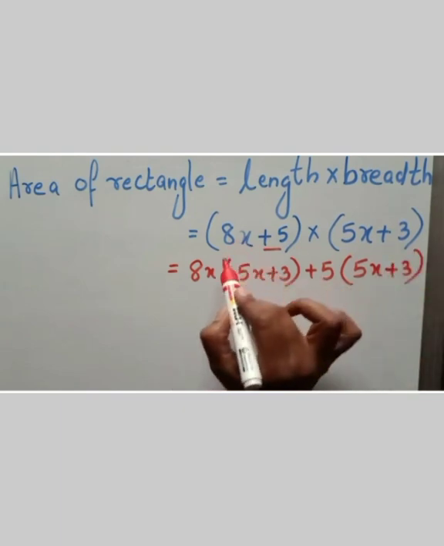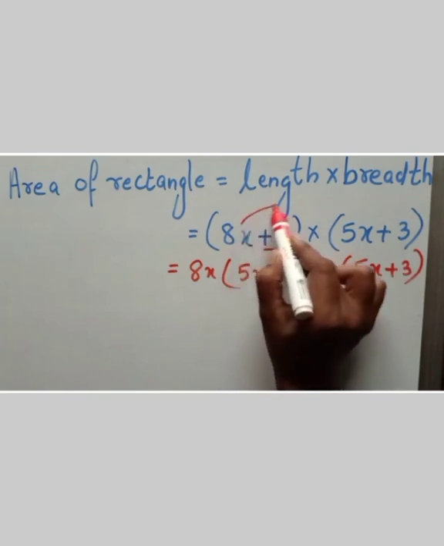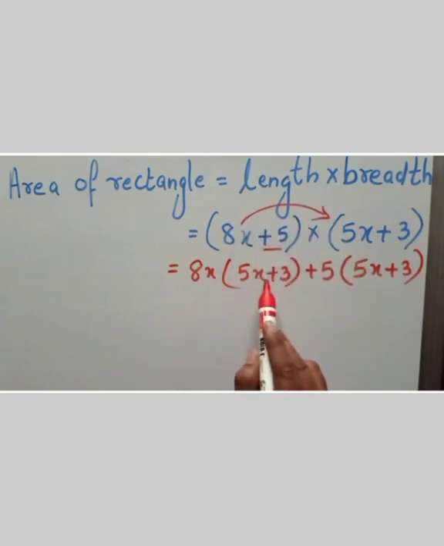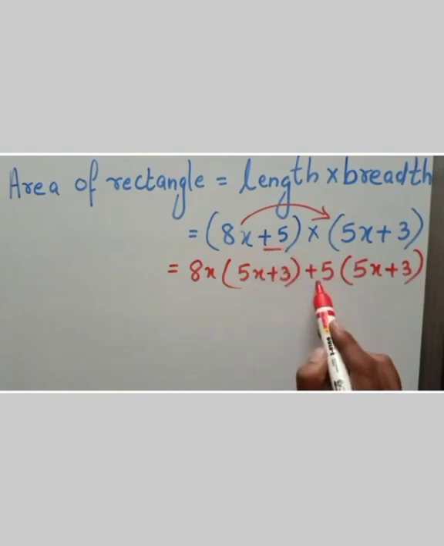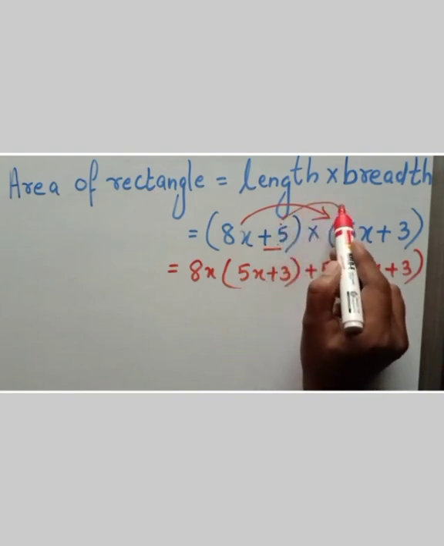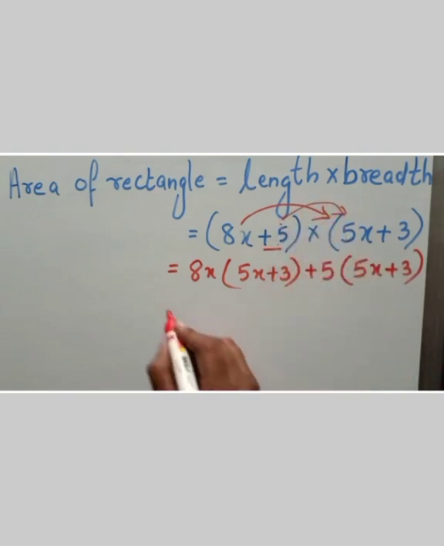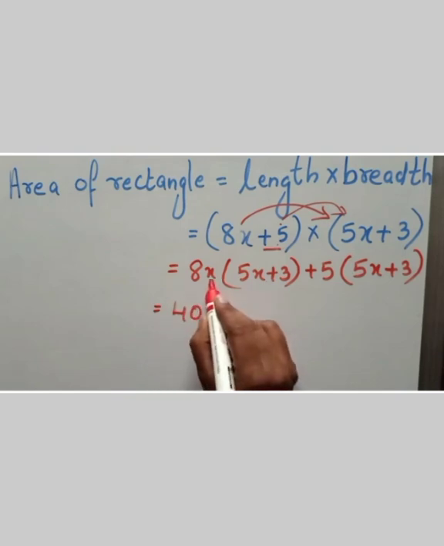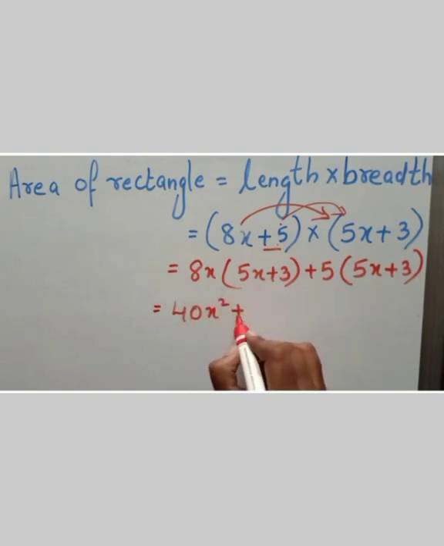Now open the bracket. How we did, once again, you see: 8x into this full bracket, then the next term we wrote here, then this full second term into this full bracket. Is this clear to you? Now open the bracket. 8 5s are 40, 8x into 5x is 40, and x into x is x square. Now plus, 8 3s are 24, and x is there. Otherwise if you want one more step, I will explain one more step.